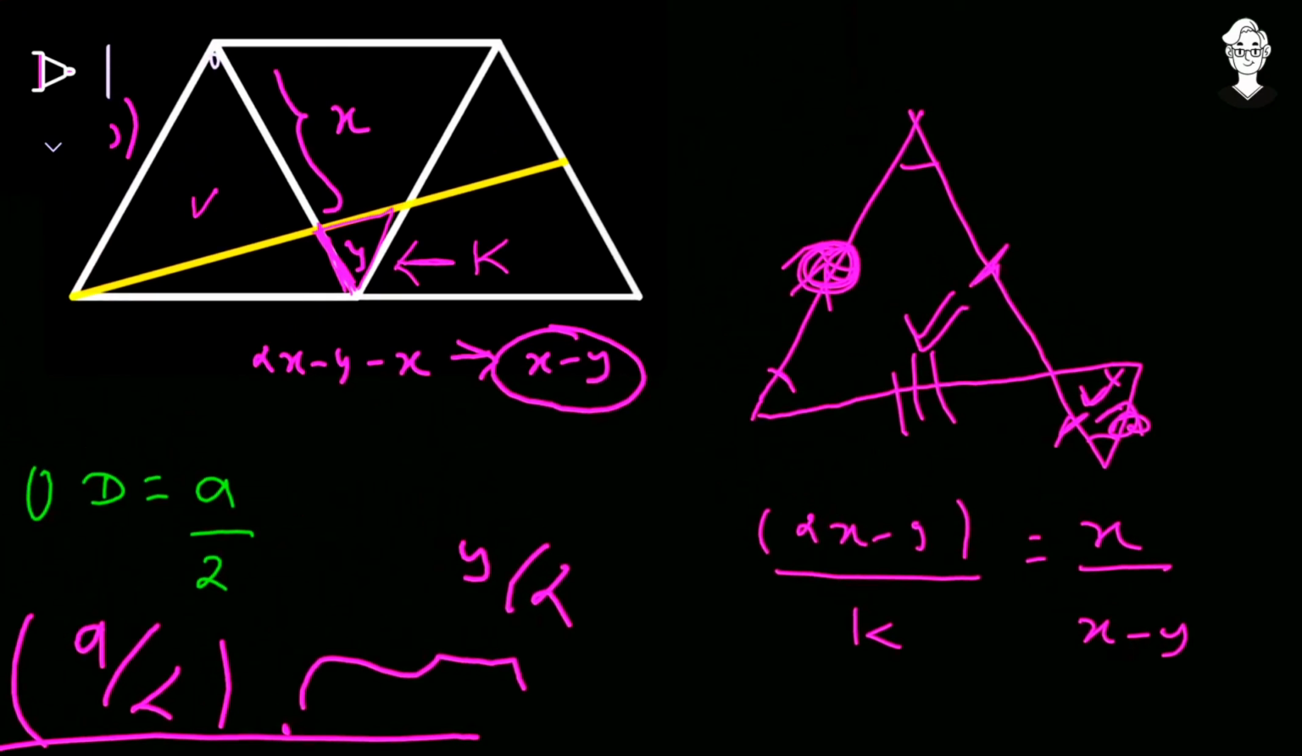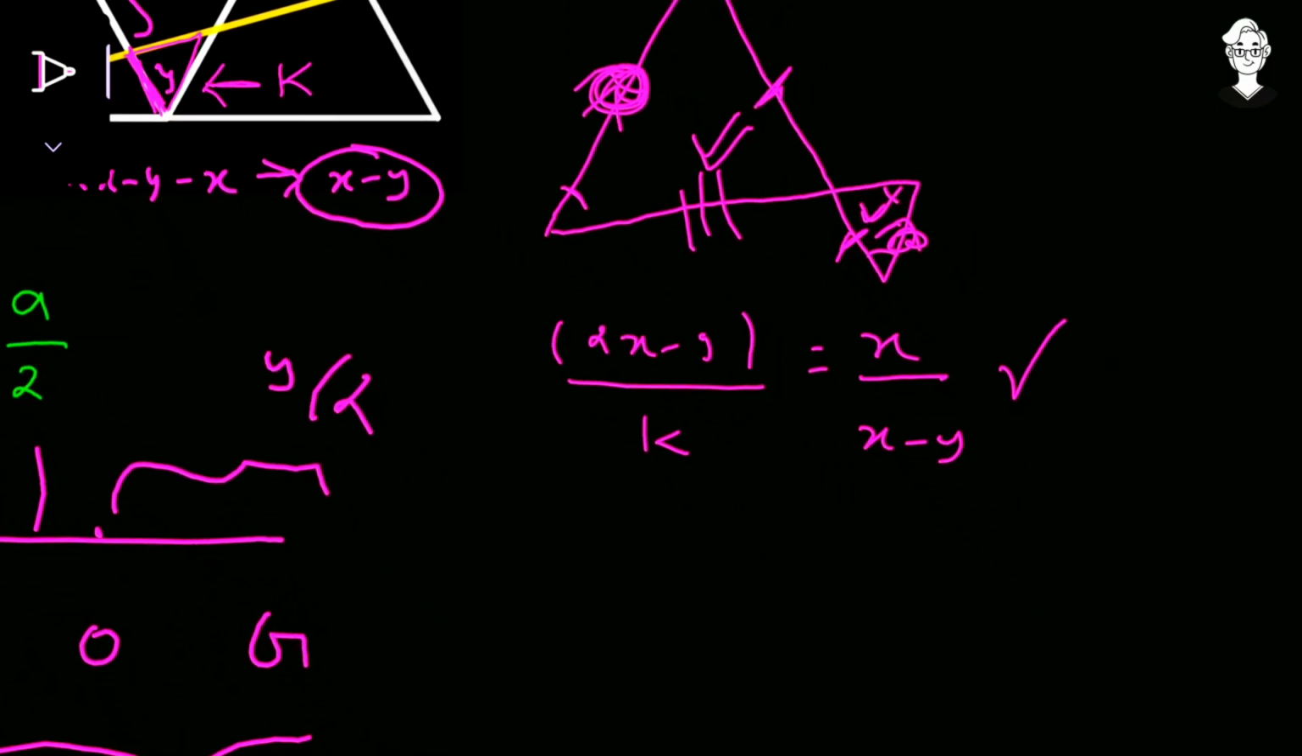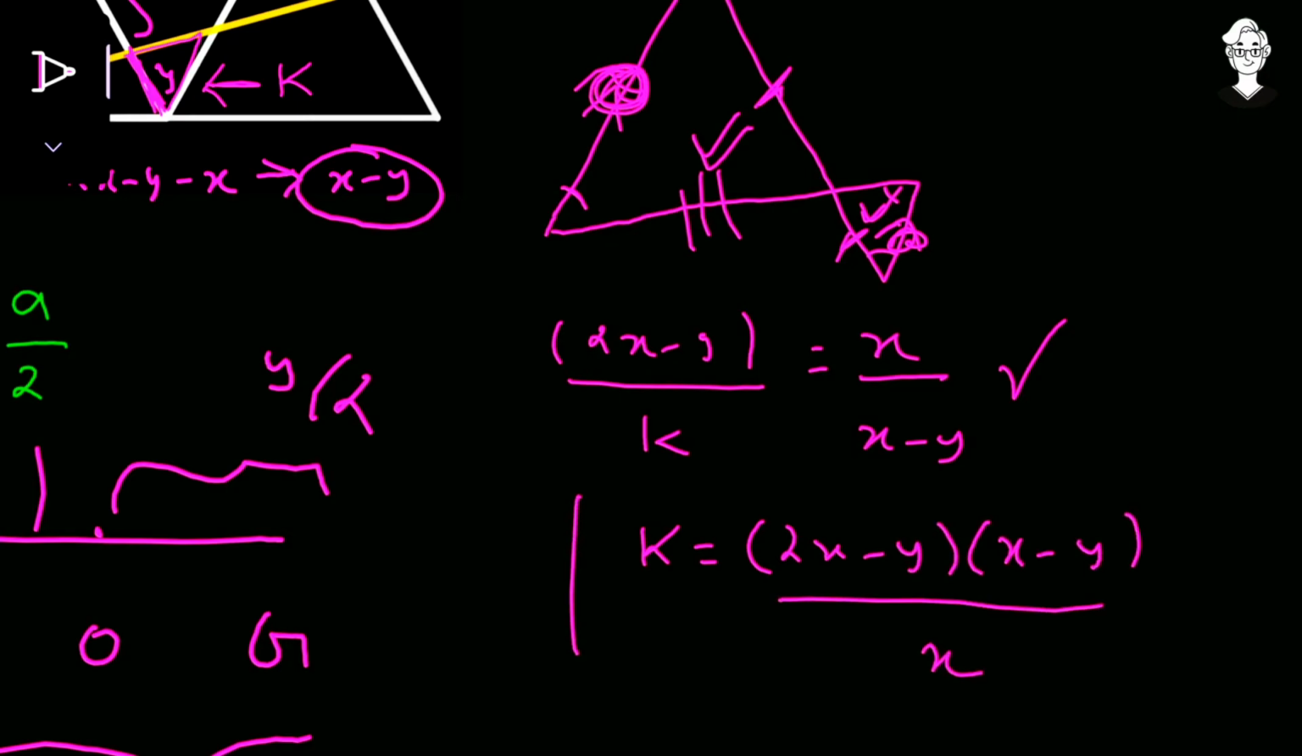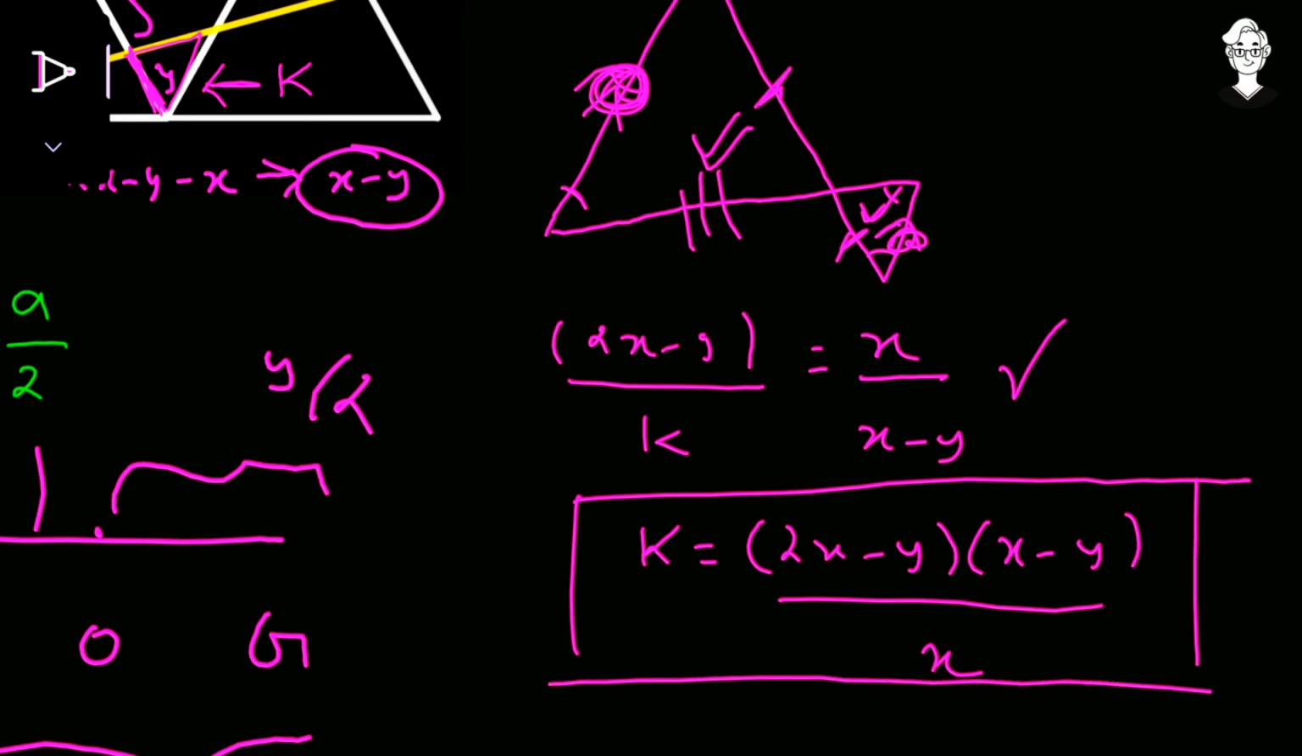Now from here, cross multiplication to find the value of k. If I find the value of k, this complete length is the side of the equilateral triangle. So the side of the equilateral triangle minus k will give me this side, and that's required to equate this area and this area, as I told you just now. From here I get that k is equal to 2 times x minus y into x minus y upon x. I'm just keeping it that way.